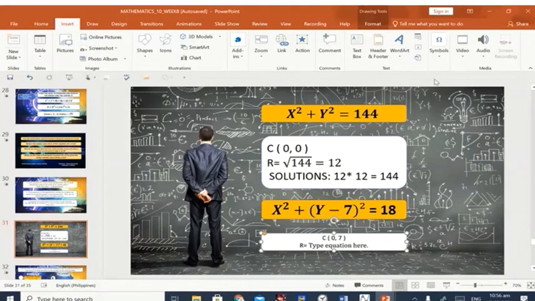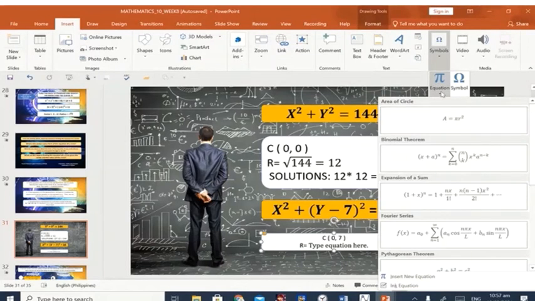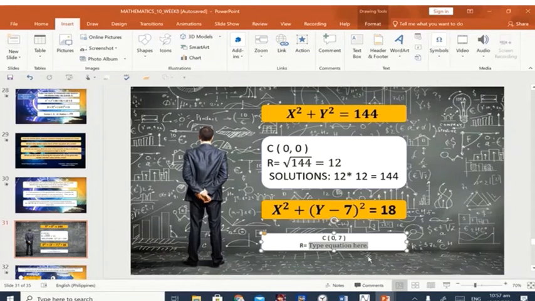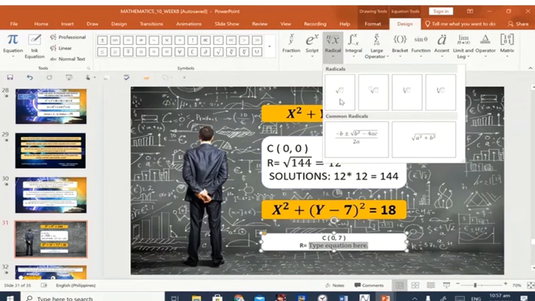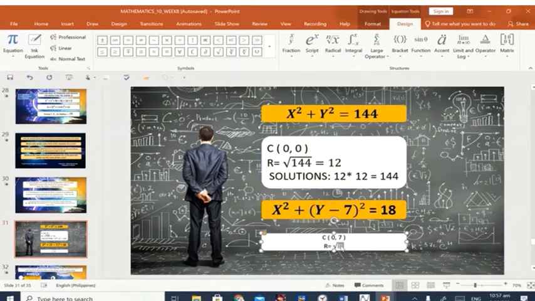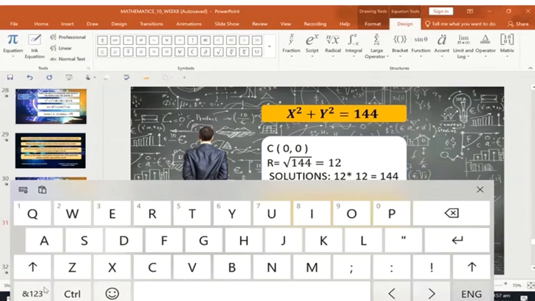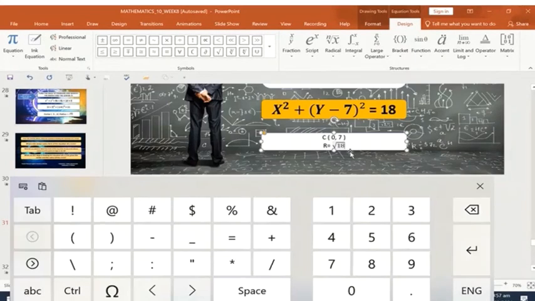Square root of 18. What happened? So that will be square root of 18. The keypad is not working. Oh my god. Just follow me. That will be square root of 18.